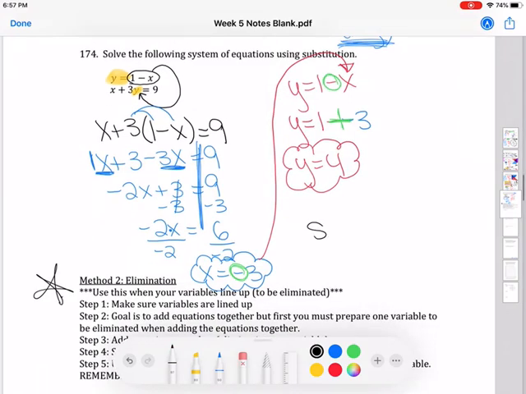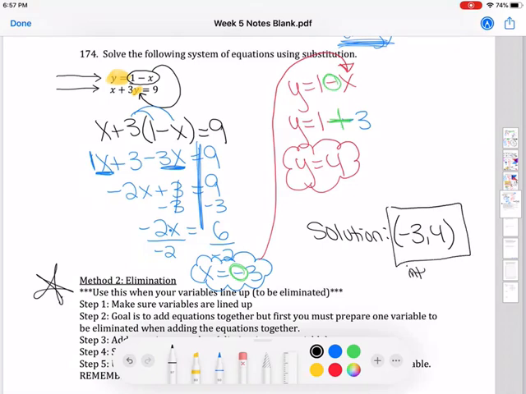And remember, those are just the two pieces, so your final solution, or the intersection point, if you will, would be negative 3 comma 4. So what that means graphically is if you were to graph this line and graph this line on the same grid, this is where they would intersect.